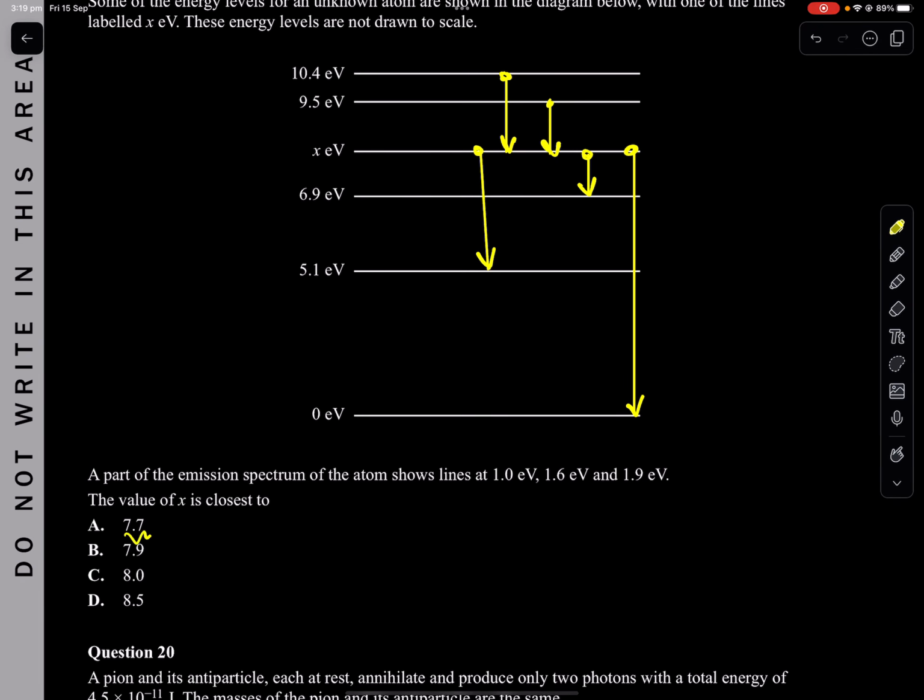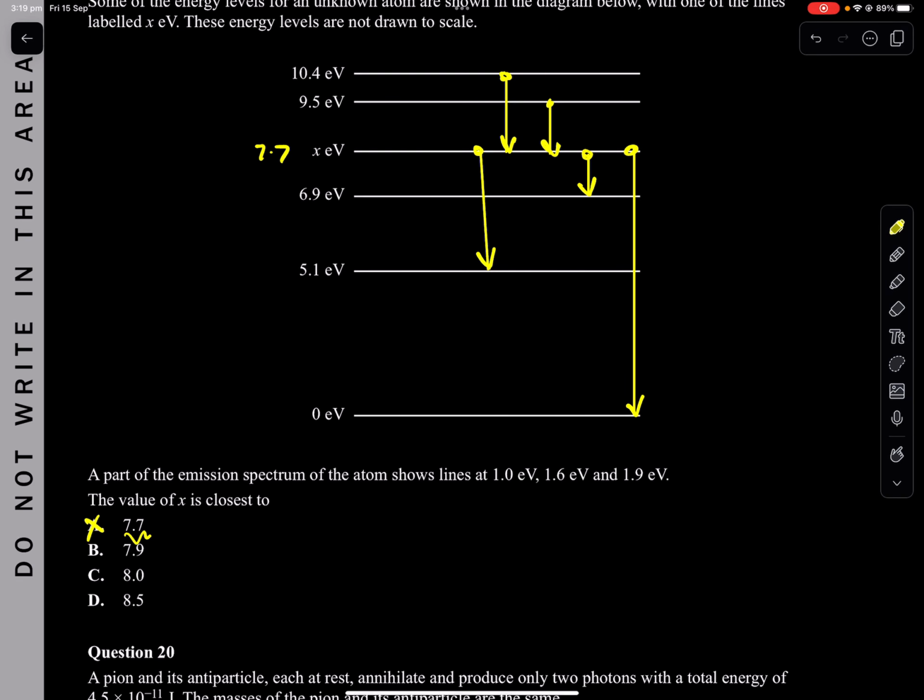Let's try 7.7. Let's put this value here, 7.7. Let's check. So 10.4 minus 7.7 is 2.7. No, it's none of these. So absolutely not. What's 9.5 minus 7.7? 1.8. No. That's still wrong. 7.7 minus 6.9 is 0.8. Nope. And yeah, so it's not A.